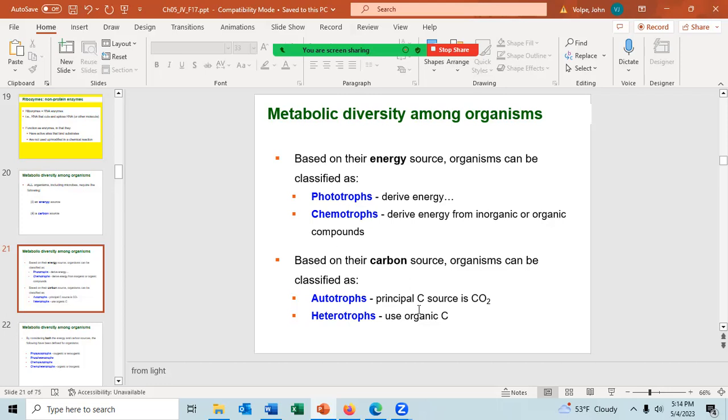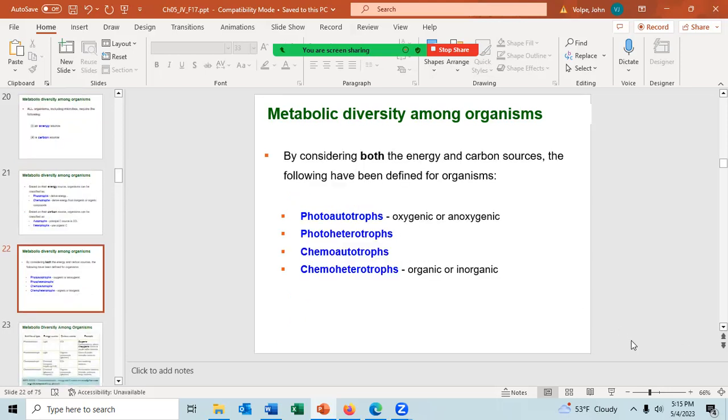So if you're ever confused about the classification of organisms based upon their energy source and their carbon source, just break it down to where do they get their energy source? If it's light, it's a phototroph. If it's a chemical, it's a chemotroph. And where do they get their carbon source? If they get it from CO2, they're an autotroph. And if they get it from an organic chemical molecule, they're a heterotroph. Because this is a very simple classification system.